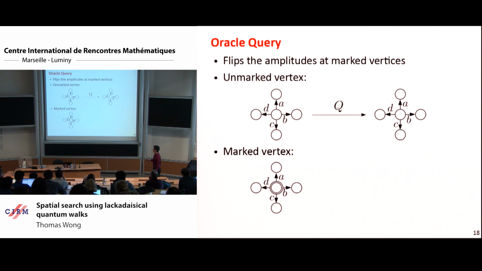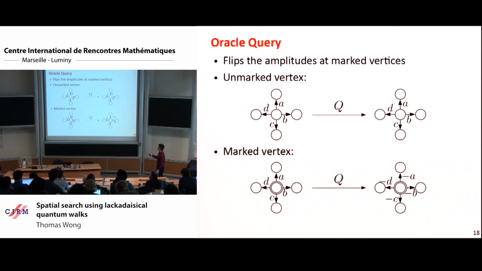If it's marked, on the other hand, shown by this double circle, then each of these amplitudes, A, B, C, D, become flipped. So you get minus A, minus B, minus C, and minus D. So this is the phase flip oracle that's used in Grover's algorithm for whatever problem you're solving. So it's the same idea here.